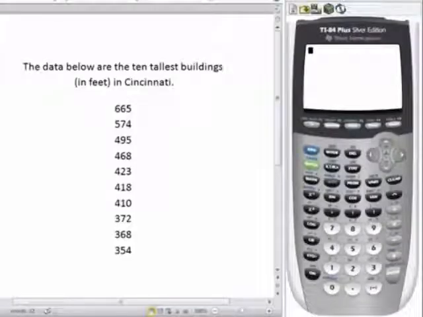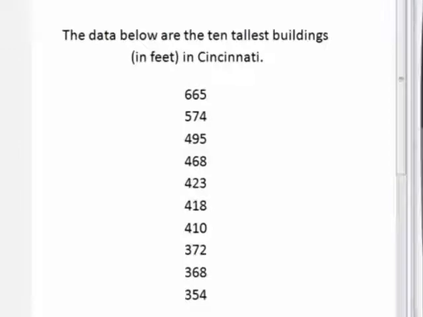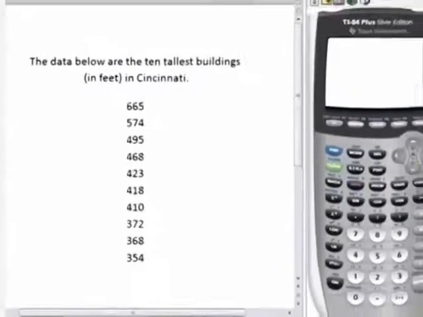In this video, we are going to construct histograms using the TI-84 calculator. We will use the data set given. The data below are the 10 largest buildings measured in feet in Cincinnati.